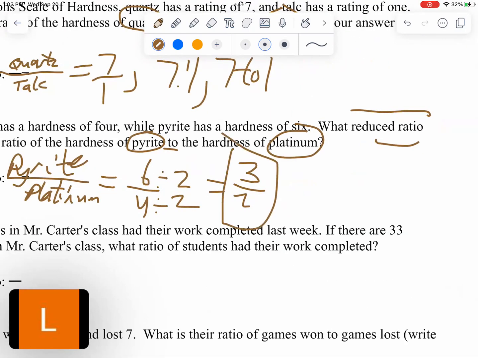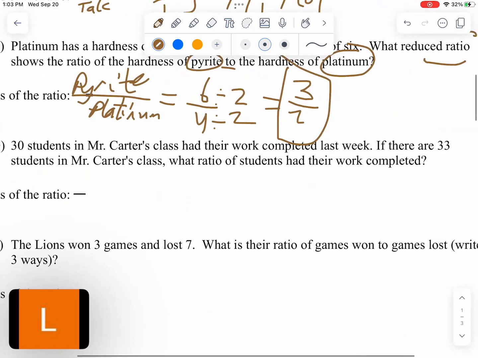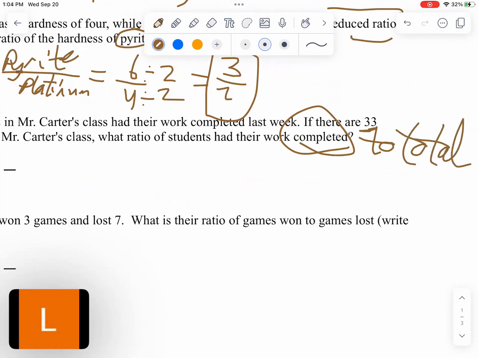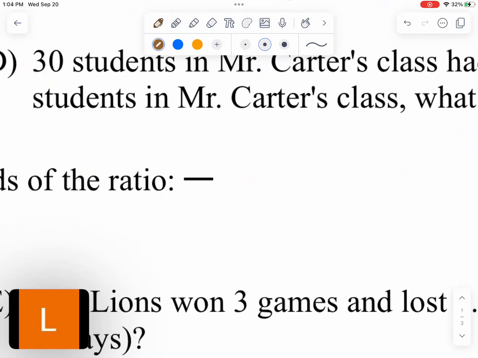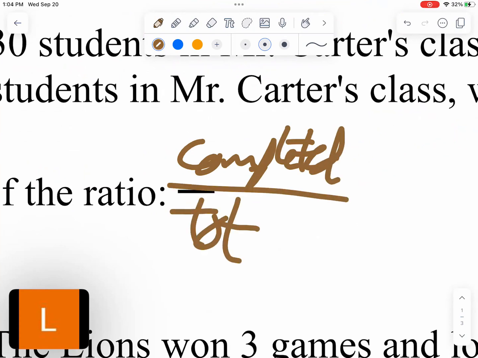Okay. All right. Next, 30 of the 33 students in Mr. Carter's class had their work completed last week. What ratio of students had their work completed? So it's the work completed, but it doesn't say what we're comparing it to. Well, what's the 33? The 33 is the total students in the class. So it's work completed over the total. Okay.